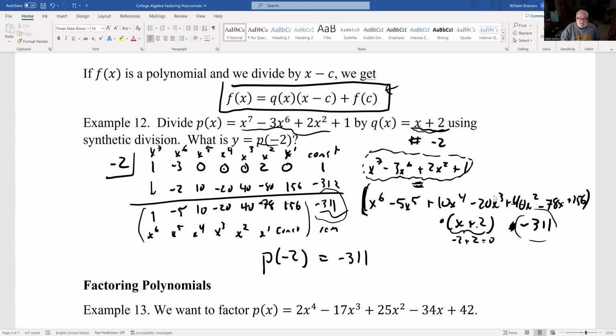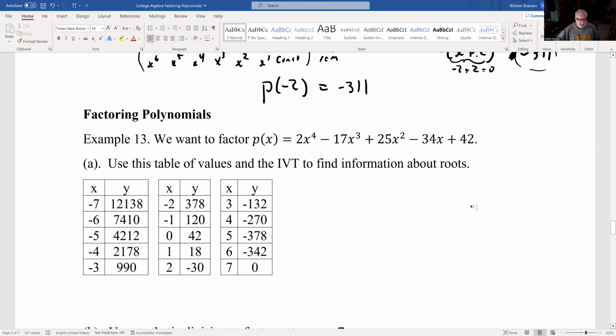If you plug in c for x, right, f of c, you get what? You get q of c times c minus c plus whatever your remainder was. But because that product is equal to 0, the remainder is actually what you get when you plug the number c into the original function. So it also gives you a way to evaluate polynomials using synthetic division instead of actually plugging a number in, which would be much more useful if there was no such thing as calculators, but that's how that goes.